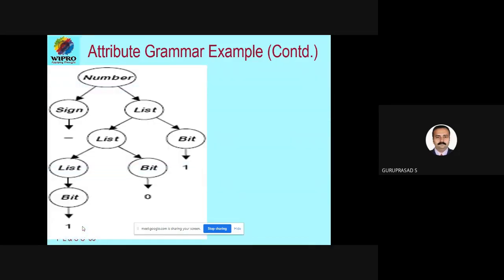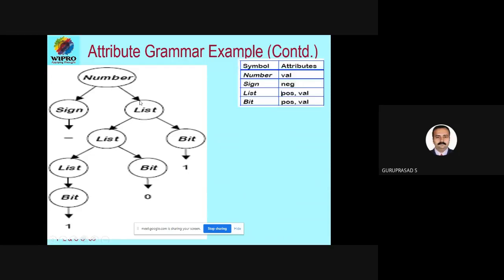Okay. Now this is the case. We have this minus 101. We try to compute for this minus 101. Okay. Same attributes. Number has val, sign has neg. List and bit have 2 attributes, position and val. Fine.